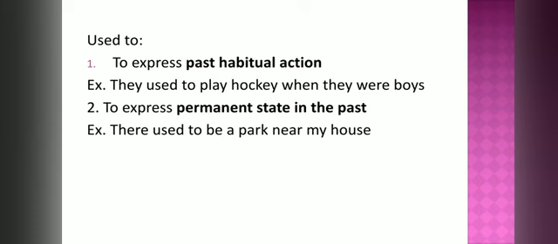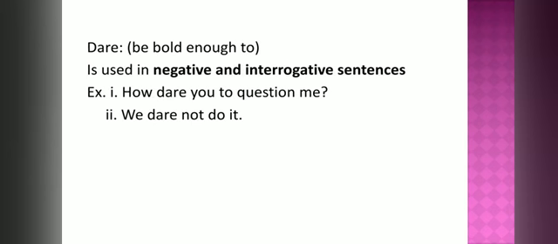Used to. Used to is always used only with the past tense or past form. To express past habitual action we use used to do. For example, they used to play hockey when they were boys. So here used to expresses the past habitual action, and used to can also be used to express permanent state in the past. For example, there used to be a park near the house. So here used to indicates the permanent state in the past.